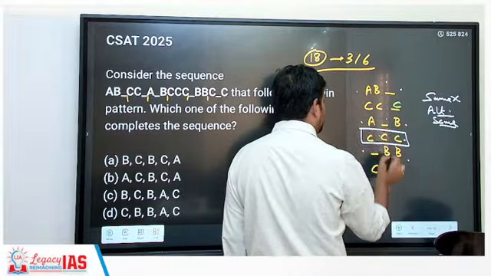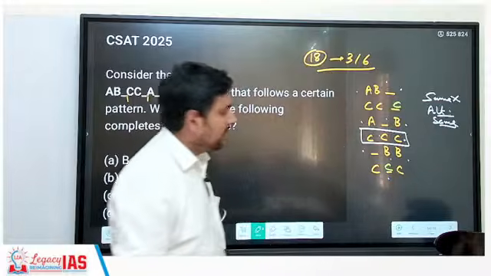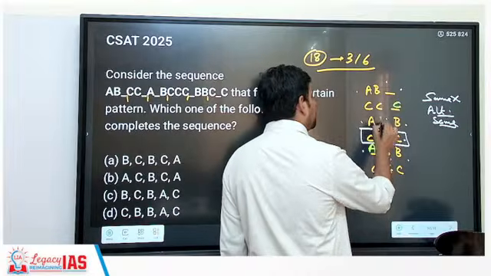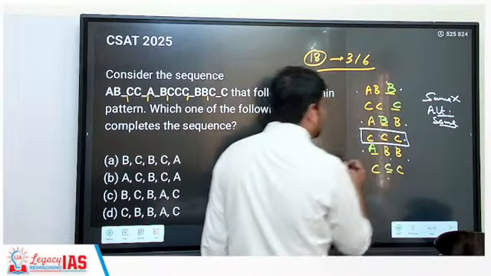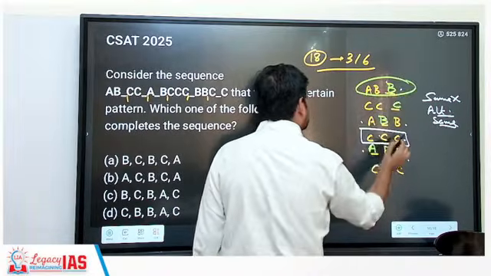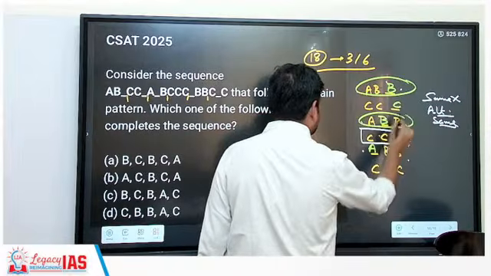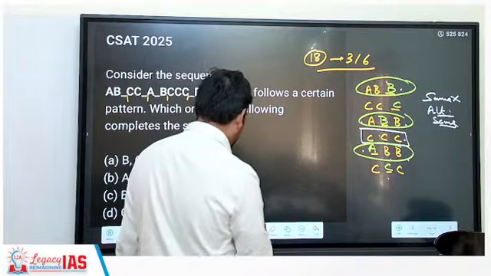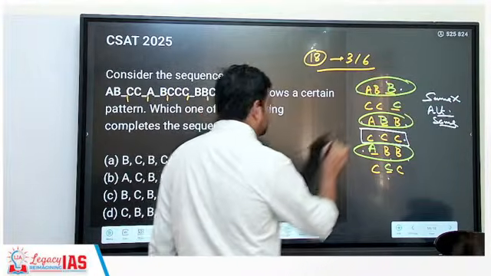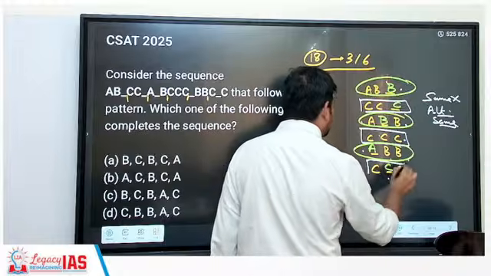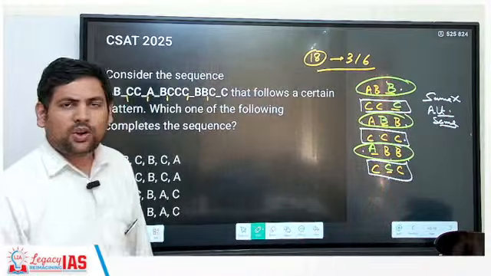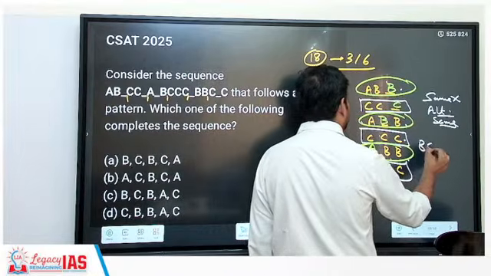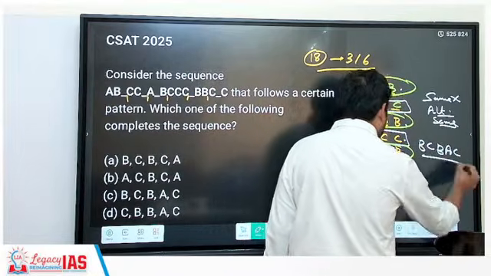So triple C and triple C. Then A is here, A is here. So what you will have? A here as well, B here as well, and B here as well. Now if you observe this and this, it is A double B double B double B. While if you observe this, this becomes triple C triple C triple C. So alternatively, they could be made same. Answer becomes what? B C B A C. B C B A C.